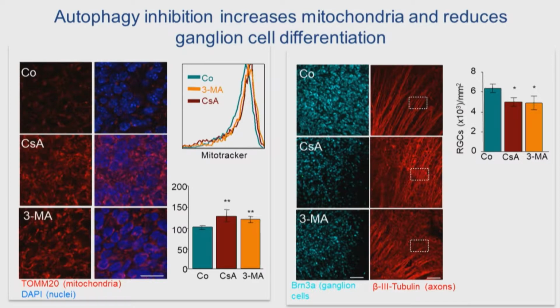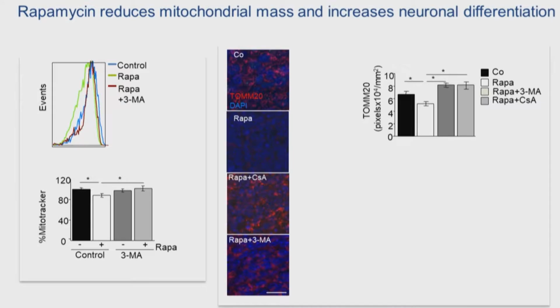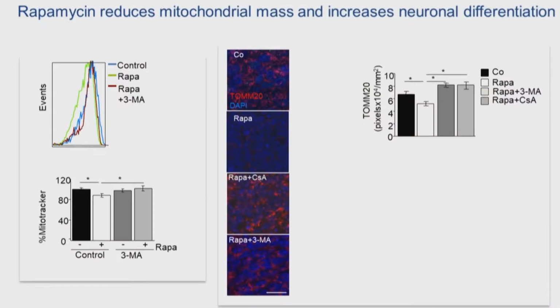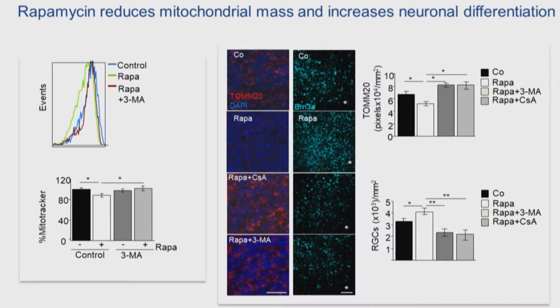More importantly, when we induced autophagy with rapamycin, we could see an important decrease in mitochondrial mass. This is flow cytometry, and also by immunostaining, you can see an important decrease in the number of mitochondria. This process was blocked by 3MA, but the rapamycin treatment was associated with an increase in the number of differentiated retinal ganglion cells, as you can see here, and this was blocked by 3MA.